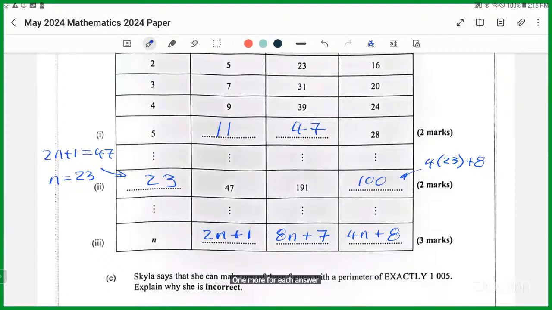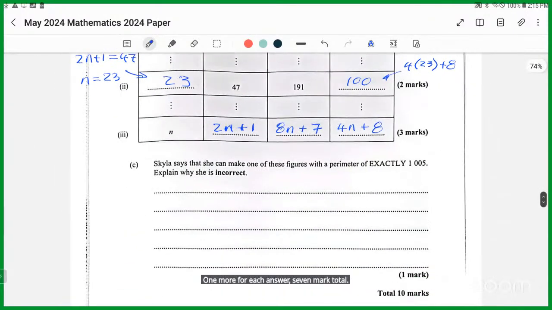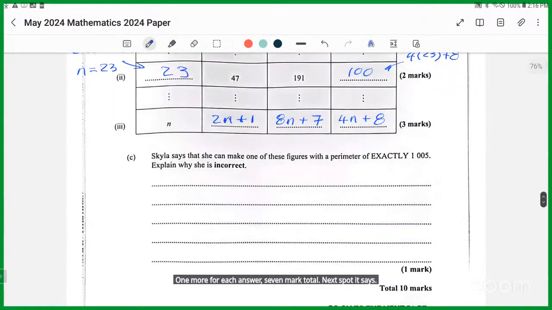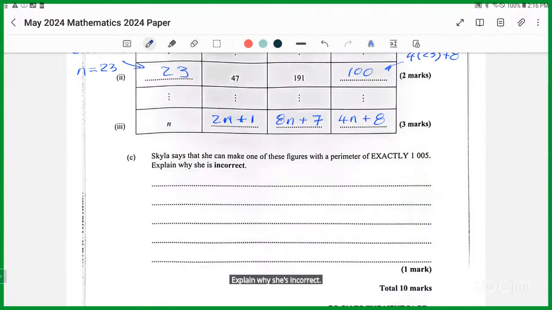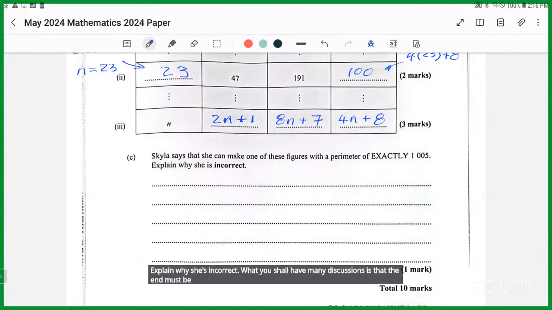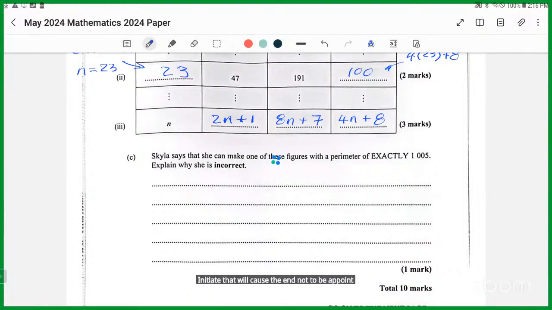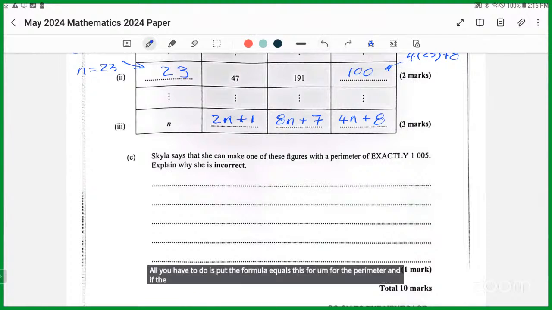7 marks total. Next part says, Skylar says she can make one figure where the perimeter is exactly 1005. Explain why she's incorrect. What usually happens with these questions is that the n must be a counting number, a natural number. And any shape that will cause the n not to be a counting number, they can't make it. All you have to do is put the formula equal to the perimeter, and if the n is not a natural number, it means that it can't be made.